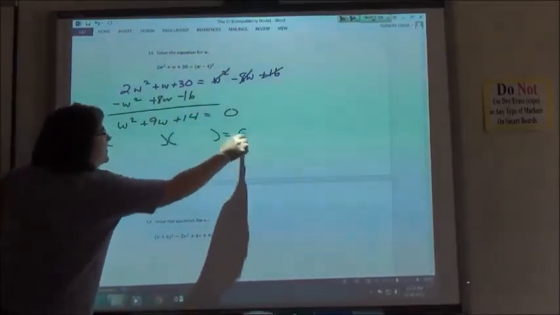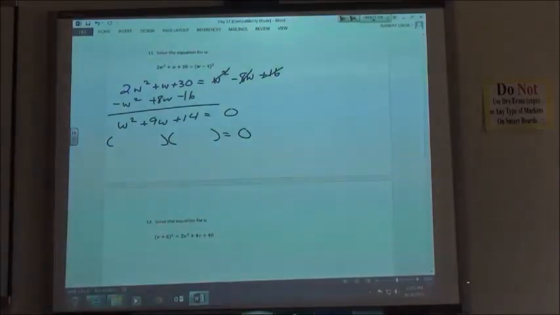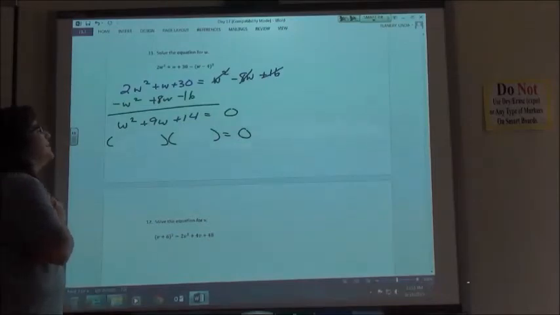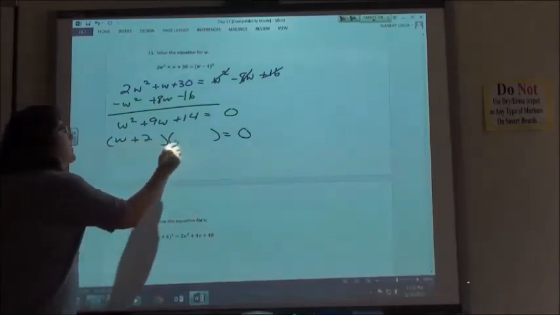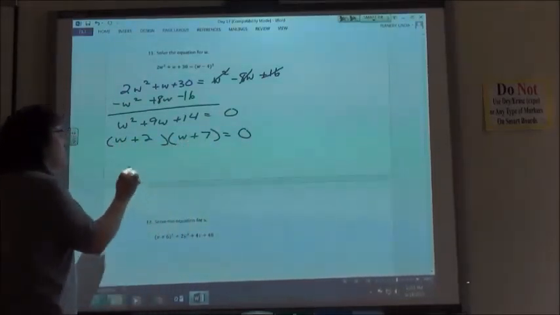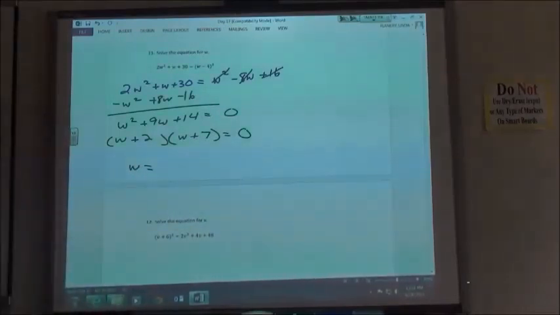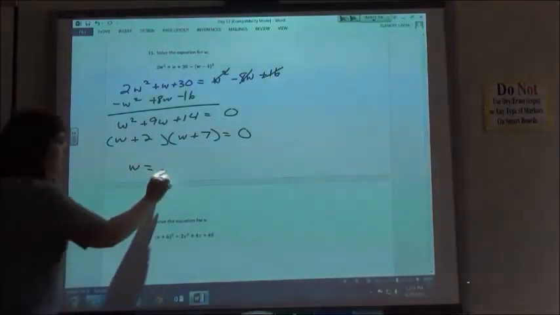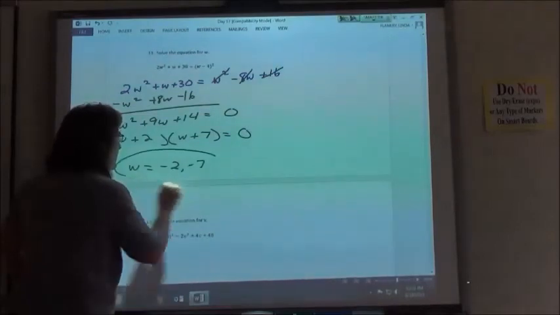Now that it's set equal to 0, we can factor it. That's going to factor into w plus 2 and w plus 7, which means my two answers are -2 and -7.